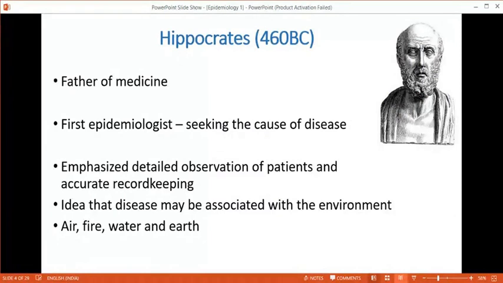And the idea was that disease may be associated with the environment, whether the air, fire, water, or earth. So he was the first one to say these environmental factors have an influence on a person getting a disease, which we still follow.